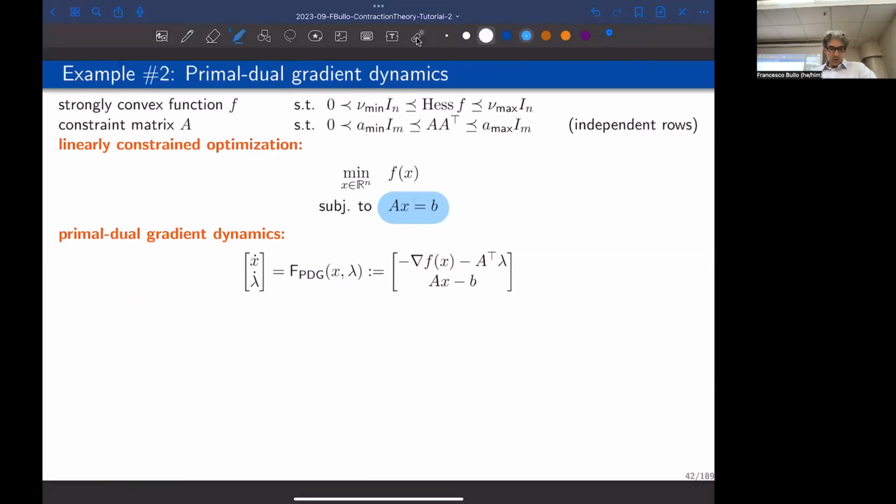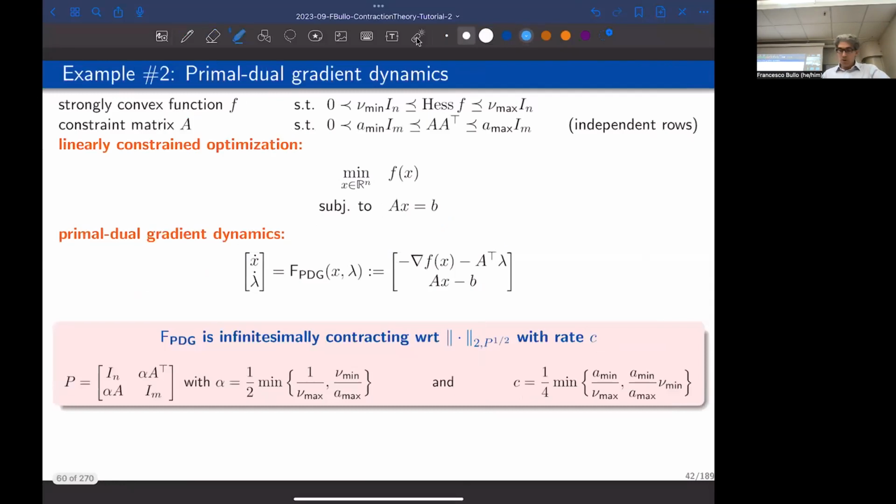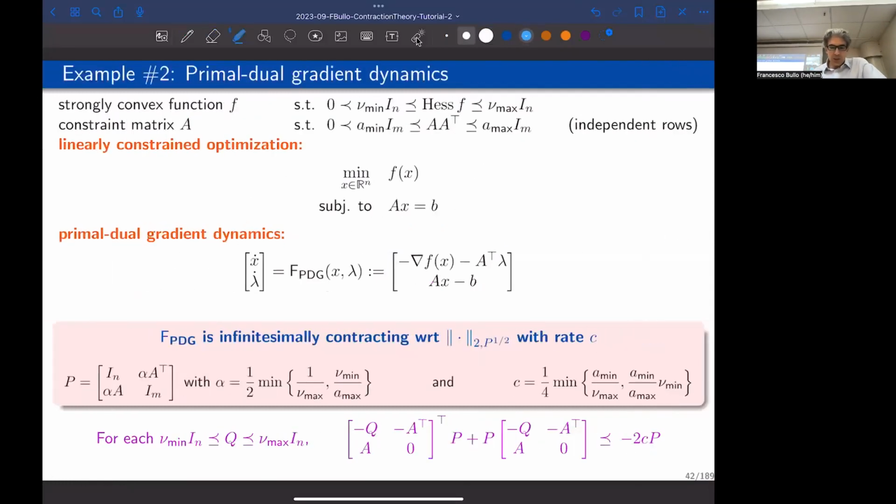This dynamical system here, x dot equal to minus the gradient of f, minus A transpose lambda, and then lambda dot being equal to Ax minus b. These are, as I mentioned, the classic Arrow-Hurwicz dynamics. Nowadays, people just call them primal-dual gradient dynamics. And they seem to work, and the question is how well do they work? Essentially, you would like to come up with simple estimates for the contraction rate and understand what is the norm with respect to which this dynamics is contracting.